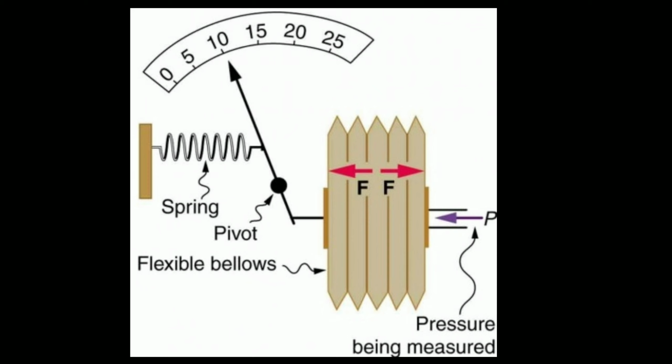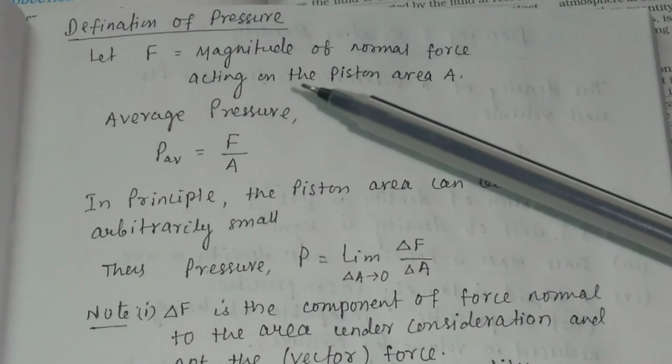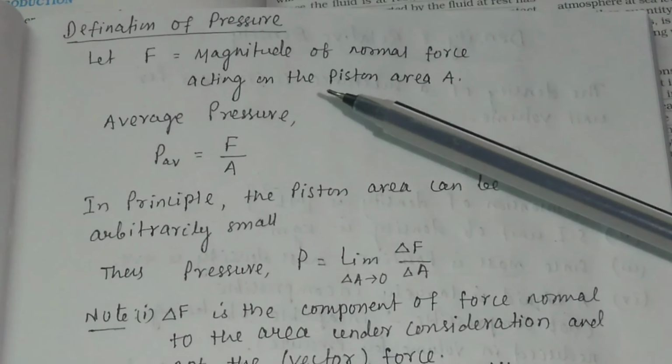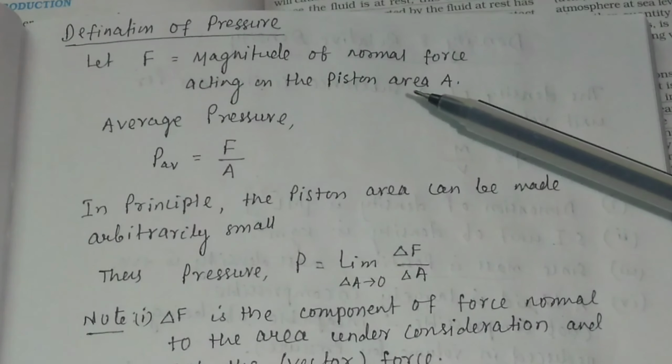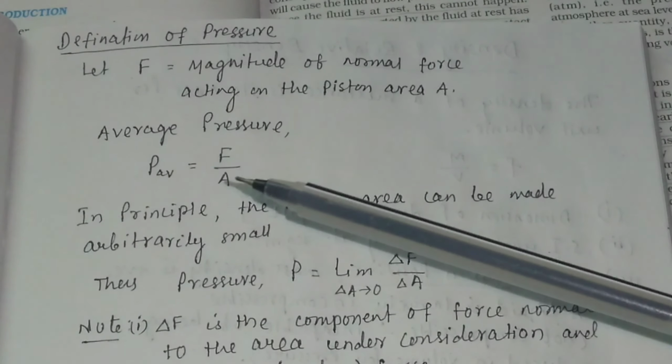As shown in the figure, this is the device for measuring fluid pressure, called a pressure gauge. The device for measuring fluid pressure is an evacuated chamber with a spring, and the spring is calibrated to measure the force acting on the piston. You see here the inward force exerted by the fluid is equal to the outward spring force. So, definition of pressure. Suppose F is the magnitude of the normal force acting on the piston having area A. So average pressure will be P average equal to F divided by A.